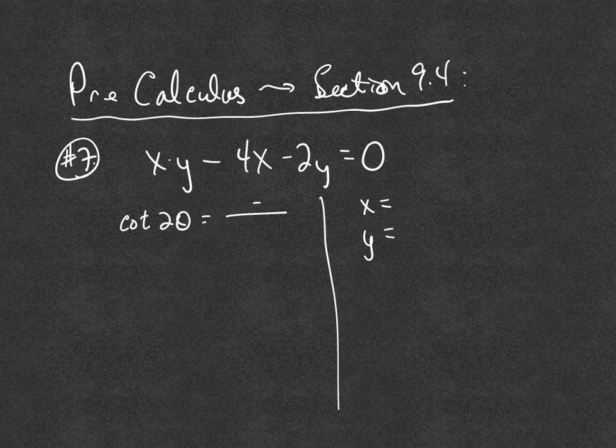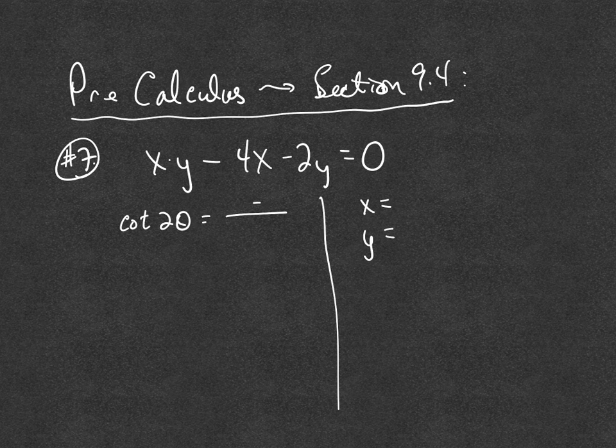All right, another example from section 9.4. We're going to work ourselves through number 7 this time. The equation that we start with here on number 7 is xy minus 4x minus 2y is equal to 0. Again, we have to start by finding the angle of rotation.